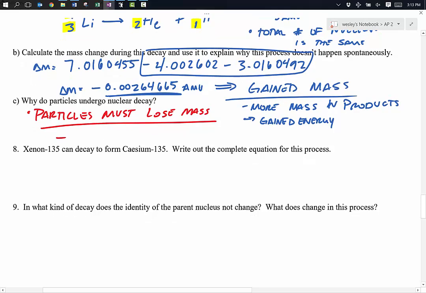Okay, xenon 135. The 135 tells me how many total nucleons we have, and we're talking about xenon. We look xenon up in a periodic table. We see that its atomic number is 54. And that's going to decay into cesium 135. If we look up cesium, Cs, on our periodic table, it has 55. Cesium has 55 protons in it.